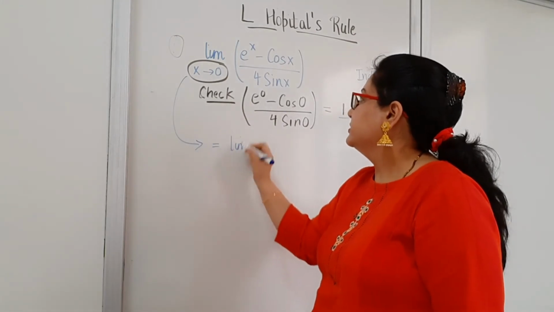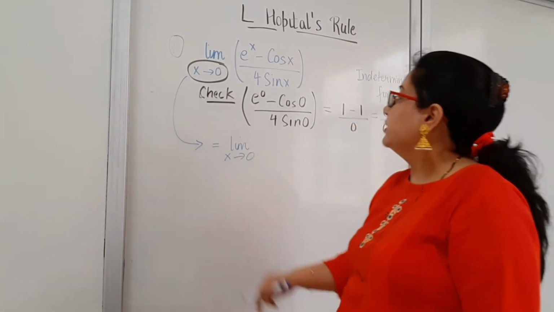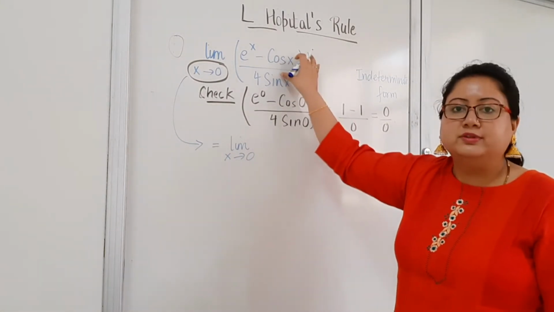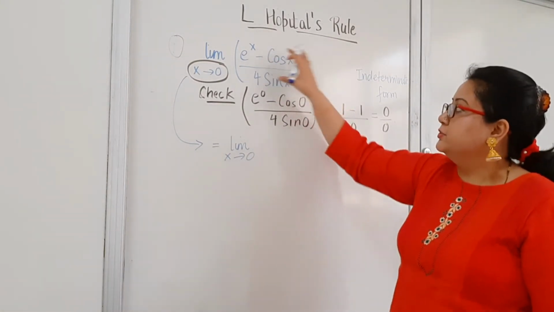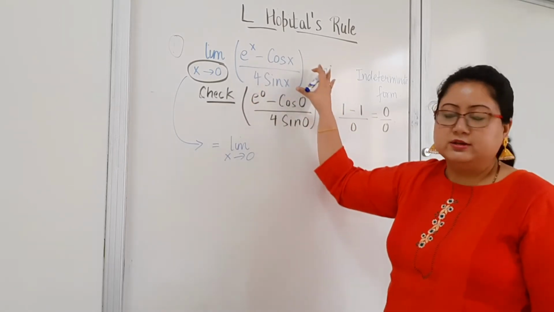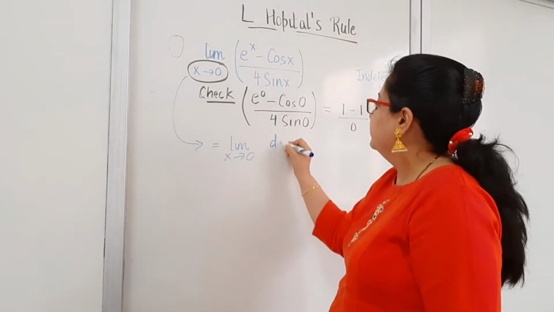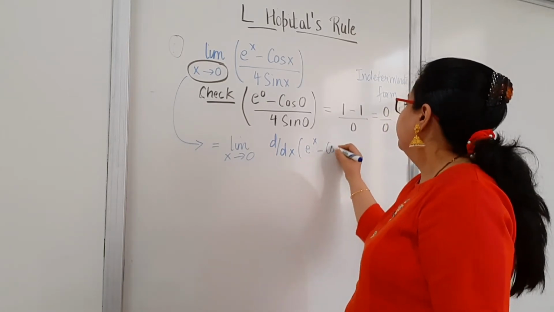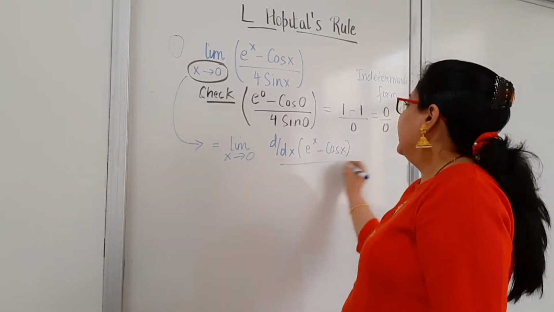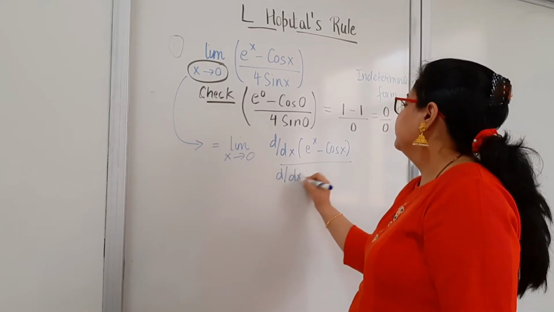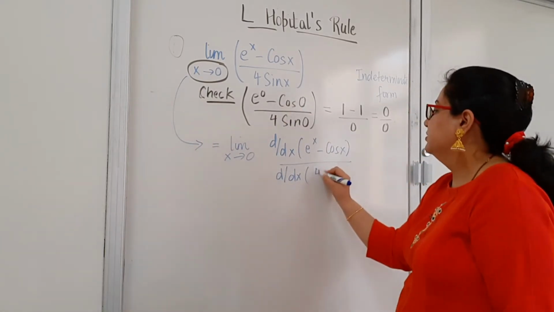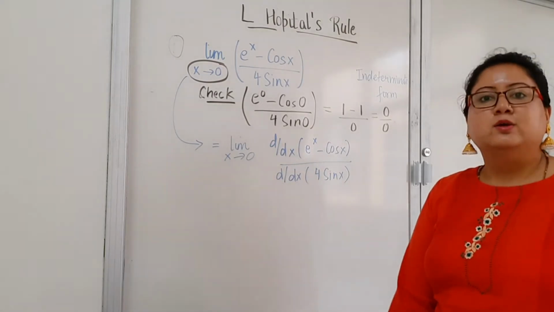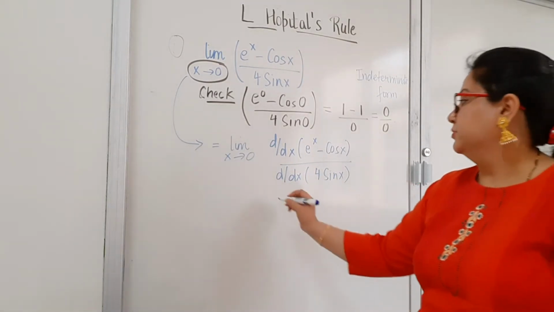The same limit, x going to 0, and what I'm going to be doing here, students, is the differentiation of the limit. So the numerator I'm going to differentiate, the denominator I'm going to differentiate. I'm going to do d by dx of e to the power x minus cos x and d by dx, or the derivative, of 4 sin x. So this is step 1 where we are applying the L'Hopital's rule.